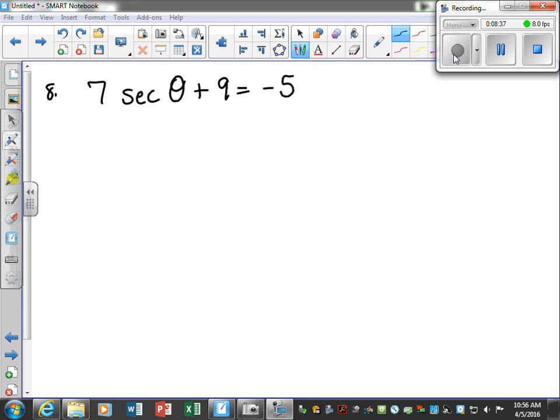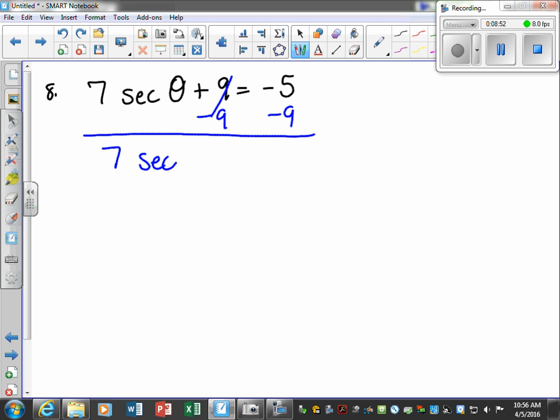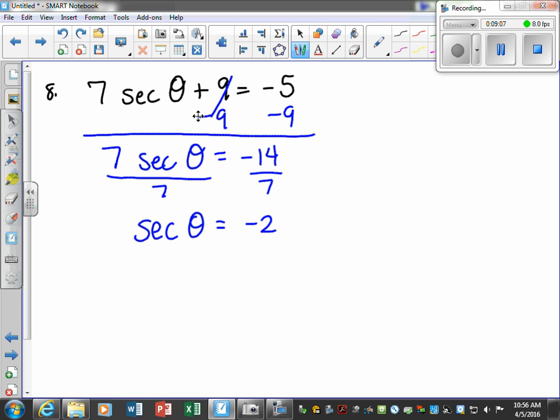Alright, 7 secant theta plus 9 equals negative 5. This is one of our basic forms, so let's just solve that. First thing we're going to do is subtract 9. That gives us 7 secant theta is equal to negative 14. What would be our next step to get secant theta by itself? Divide both sides by 7. So secant of theta is equal to negative 2. How else can I see that? Rewrite this. What's equivalent to that? Cosine of theta is equal to the reciprocal of negative 2, which is negative 1/2.